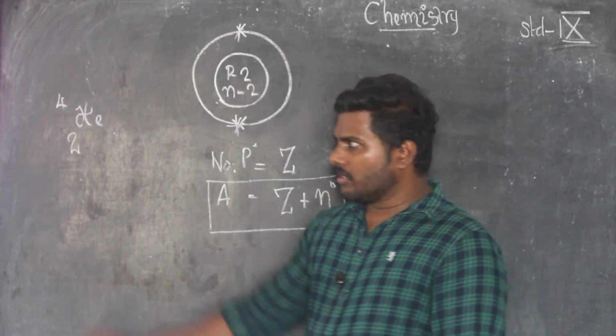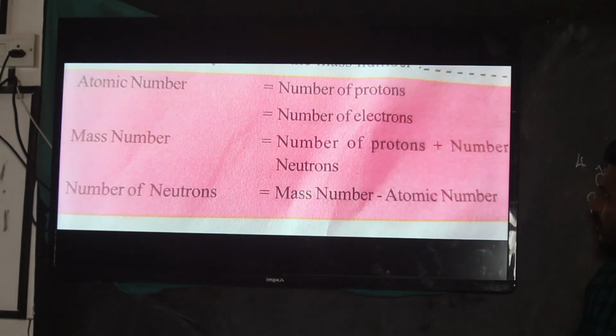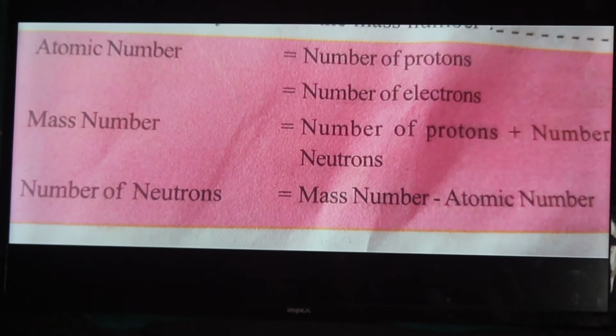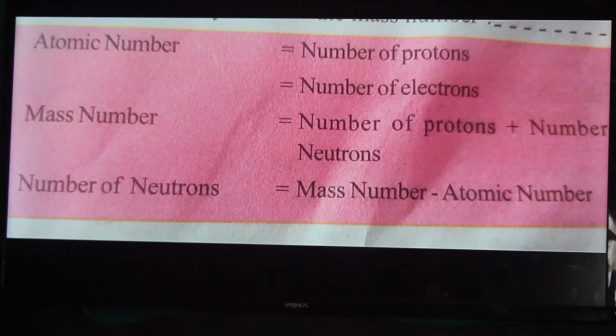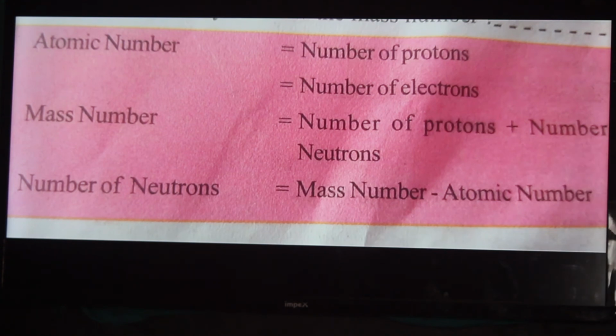I want to explain more. Here, the atomic number is the number of protons, and the number of electrons. You know that the number of protons and electrons of an atom are equal. Next, the mass number is the number of protons plus the number of neutrons, the total number of protons and neutrons. Next, the number of neutrons. How can you get the number of neutrons? That is mass number minus atomic number.